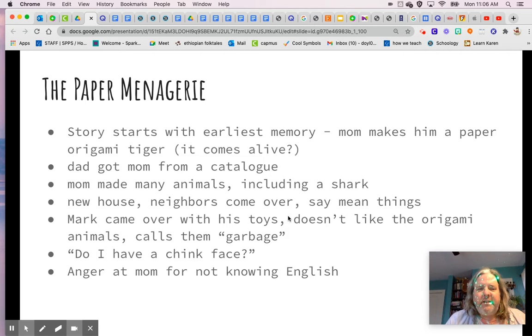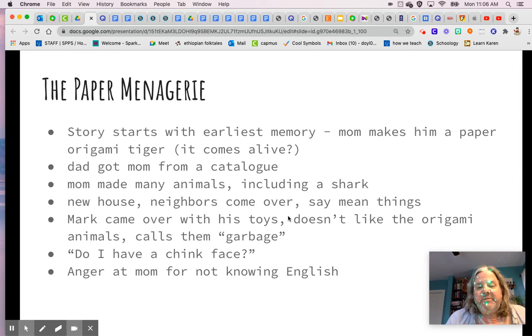Then we find out that his dad got his mom from a catalog. He looked for her in a magazine, a lot of pictures of women and stuff, and he decided he wanted to marry her. So he went over to Hong Kong and met her and brought her back to the United States. We learned that his mom made a lot of animals out of paper. That's the paper menagerie. Remember, a menagerie is a collection of animals.